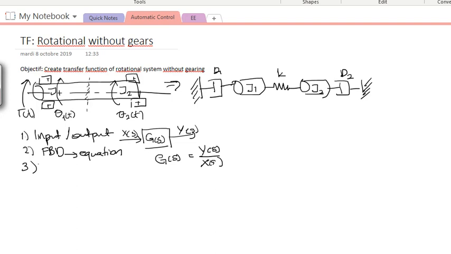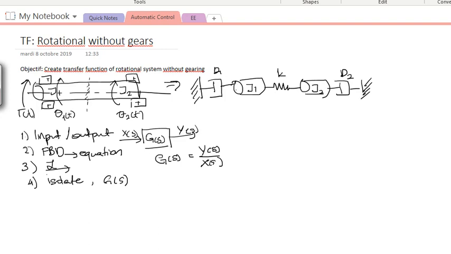And then the third step is to transform that equation into the frequency domain. And finally, you isolate the equation, relating X(s) with Y(s), and then write the equation G(s), right? So those are the steps that we need to follow regularly to construct a transfer function, right? So let's do this.